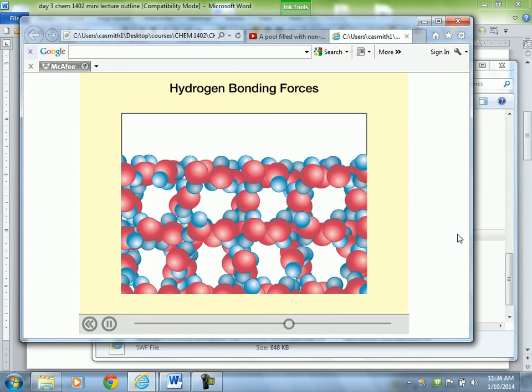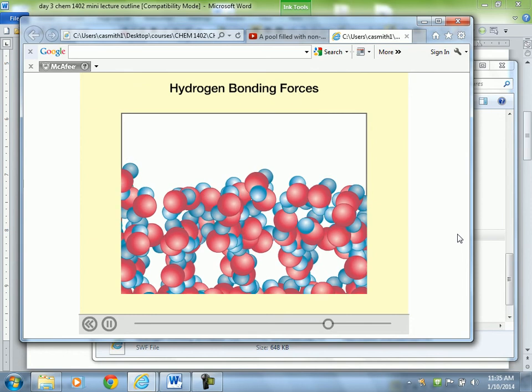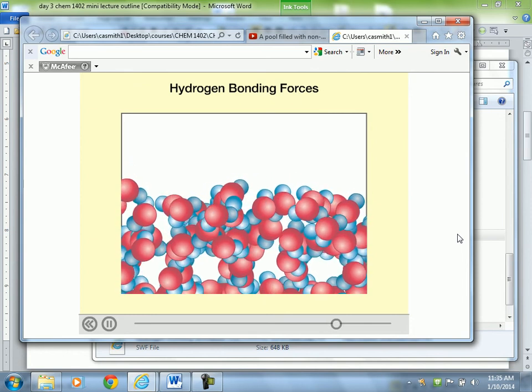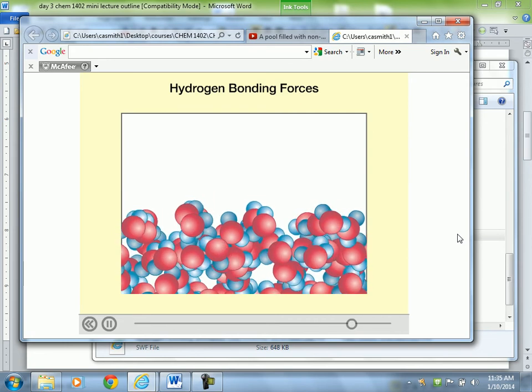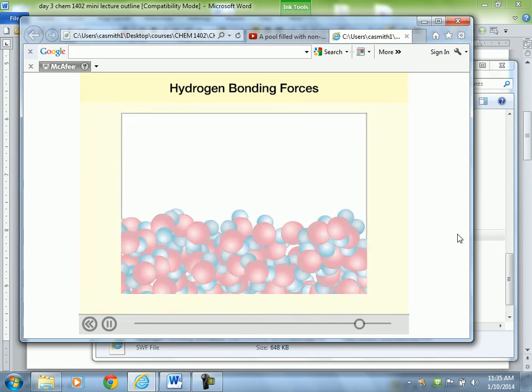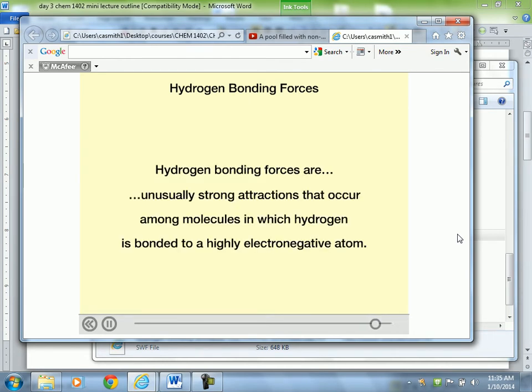In ice, hydrogen bonding leads to a tetrahedral arrangement of water molecules around one another, forming 6 membered rings that leave open channels through the ice structure. In liquid water, the tetrahedral arrangement is not fixed because the molecules are able to move around, and on average, a water molecule is surrounded by 3.4 other water molecules. Hydrogen bonding forces are unusually strong attractions that occur among molecules in which hydrogen is bonded to a highly electronegative atom. And those electronegative atoms, there's 3 of them.